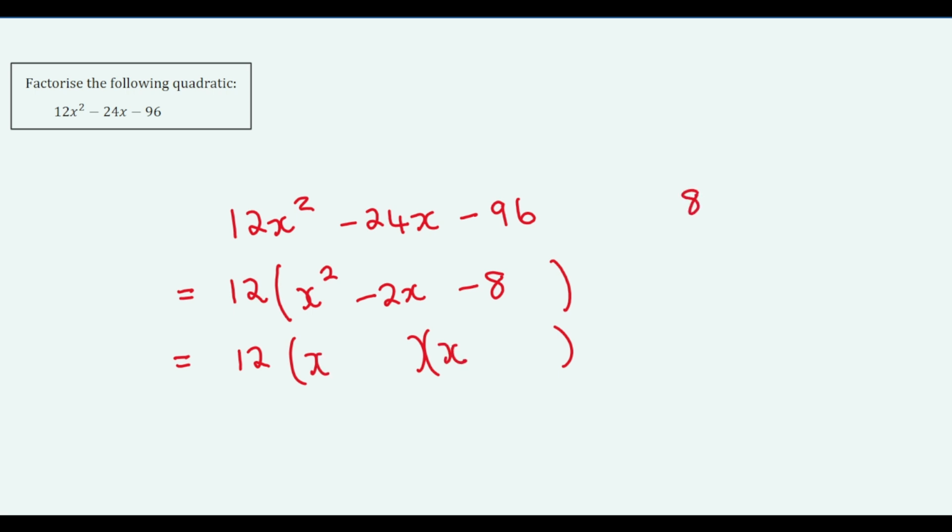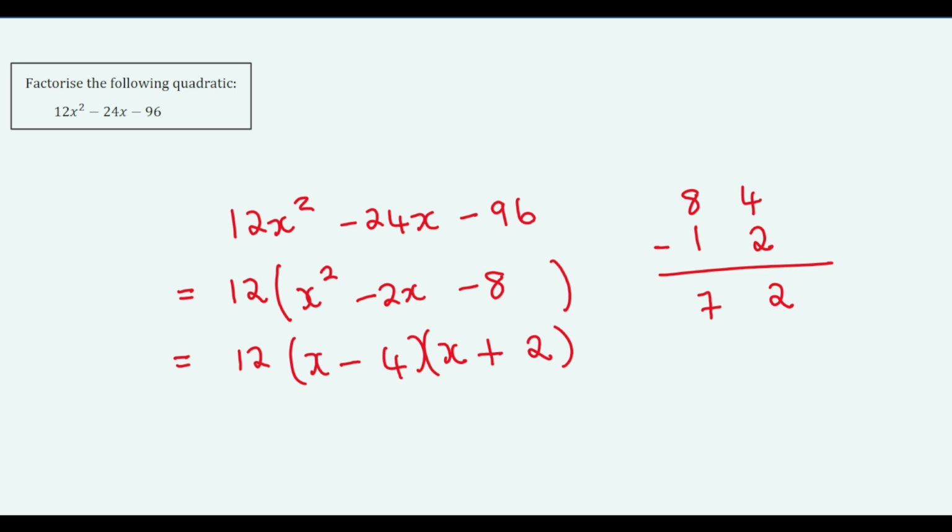What are the factors of 8? It's 8 and 1 or 4 and 2. So remember, we subtract. What's 8 minus 1? It's 7. 4 minus 2 is 2. 2 matches the middle term, so I'm going to use 4 and 2. We need to have different signs, so I'm going to have minus then plus. So we factorize this one fully.